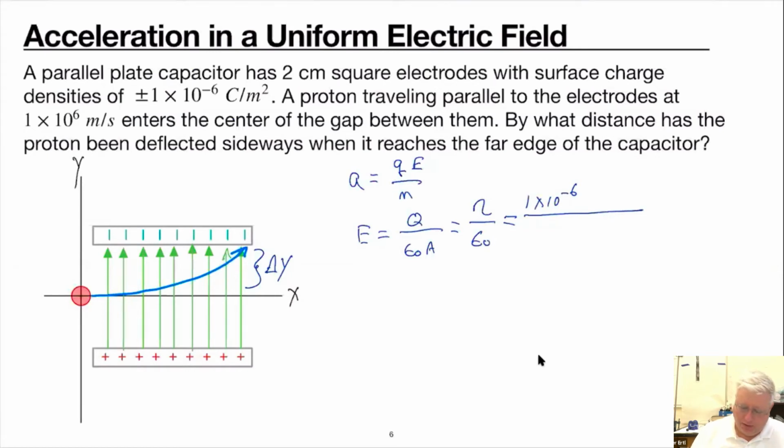And then epsilon naught, 8.85 times 10 to the minus 12, will give us an electric field of 1.13 times 10 to the 5th newtons per coulomb. Okay, now we should be able to find the acceleration.